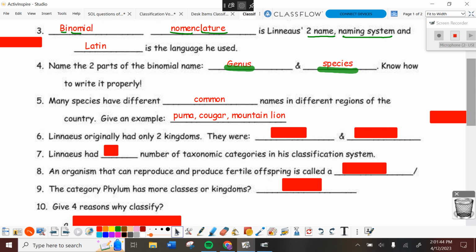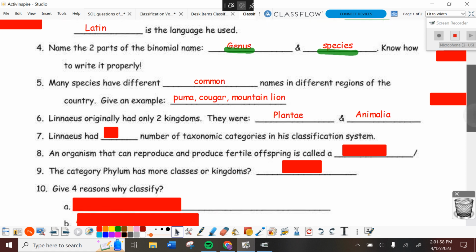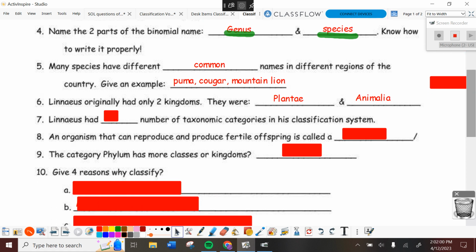Animals and plants. Plantae, or plants and animals, were the only 2 kingdoms that Linnaeus knew about, because we didn't have microscopes yet to see anything else. You can say plants and animals, or Plantae and Animalia, which is the actual Latin version. It means the same thing. Okay, so those are the only two kingdoms. We're now up to 6. We'll talk about that next week, or Friday actually.